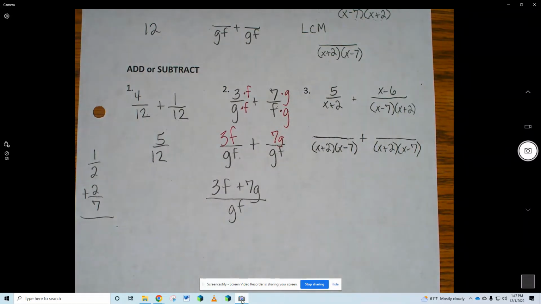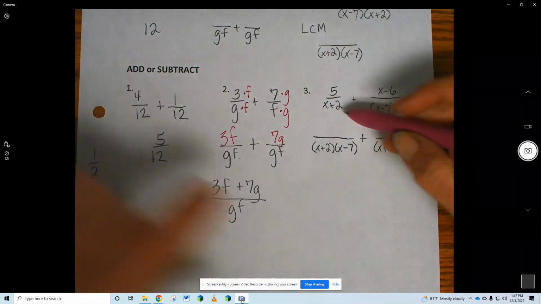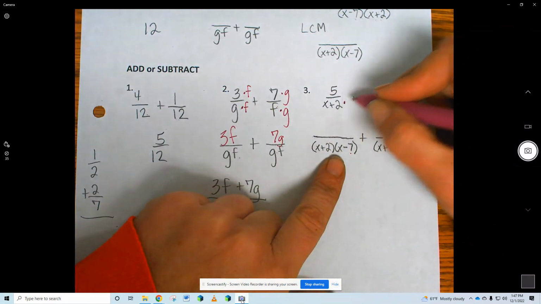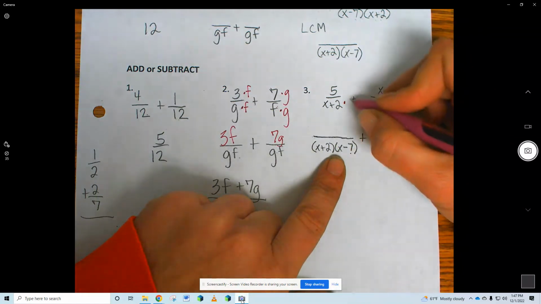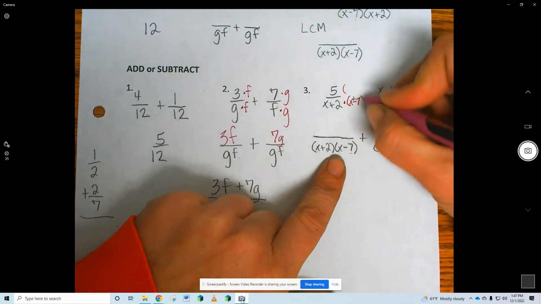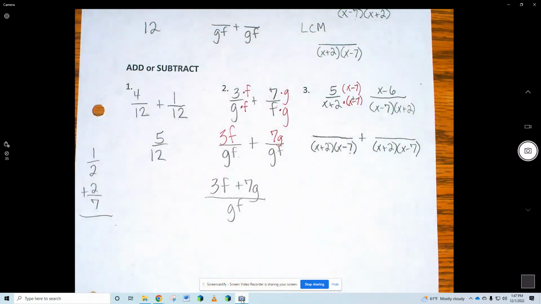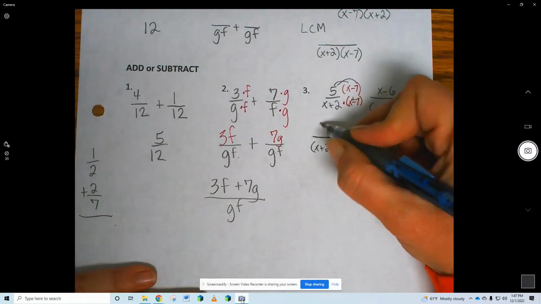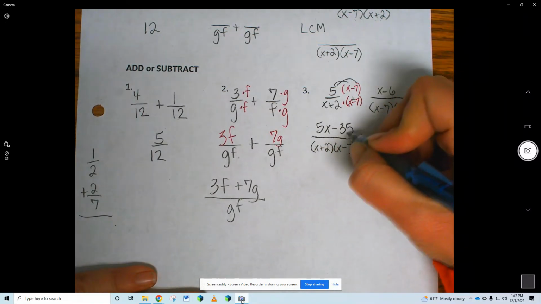Now, I had an x plus 2 originally, and now I'm changing it to x plus 2 and x minus 7. So what do I have to multiply my first fraction by? What am I going to multiply the 5 by so that I have both in my denominator? And you have to do the x as well. So I'm going to multiply 5 times x minus 7. And really and truly, you are going to distribute that, so I could just put 5x minus 35, because I know I'm going to have to do it anyways.